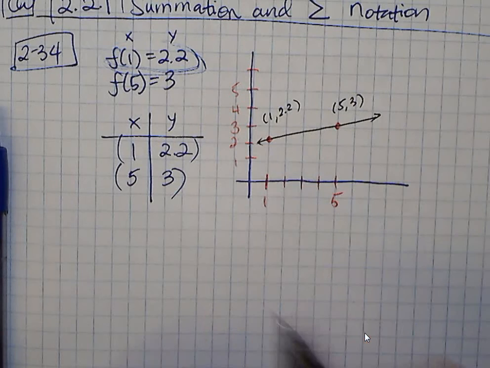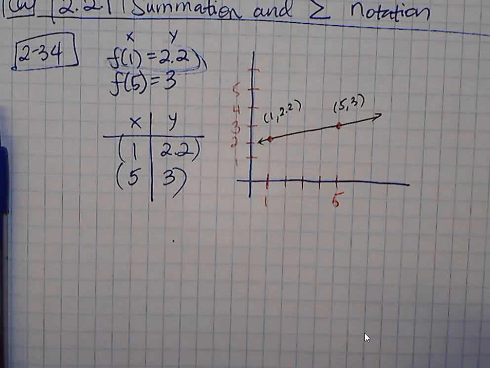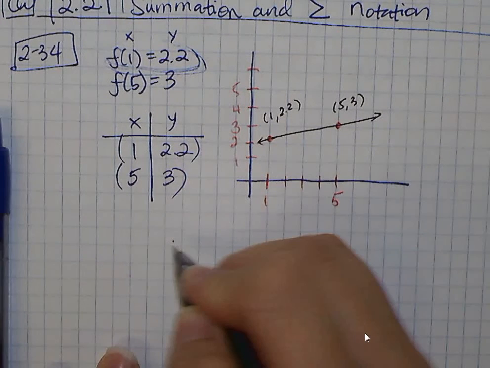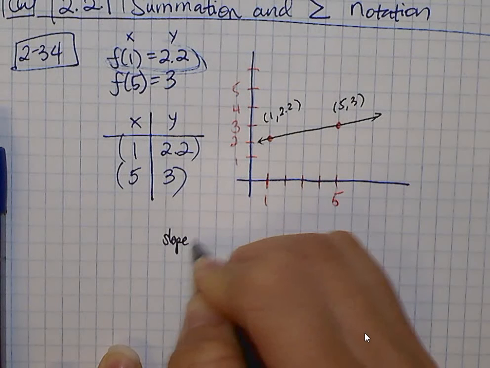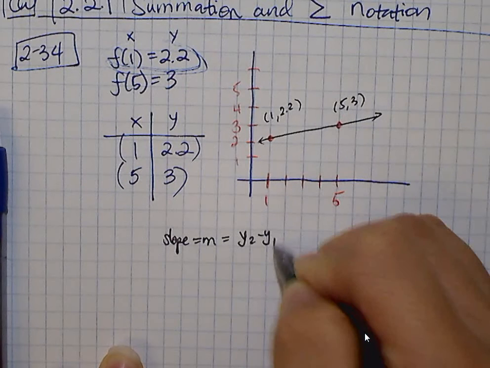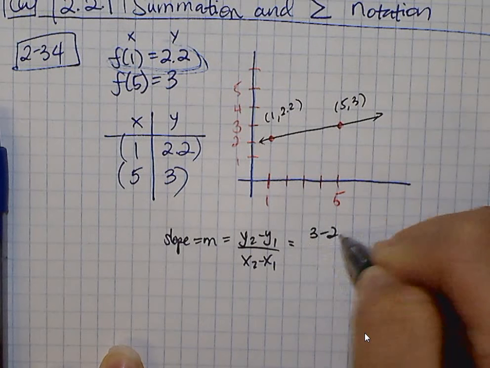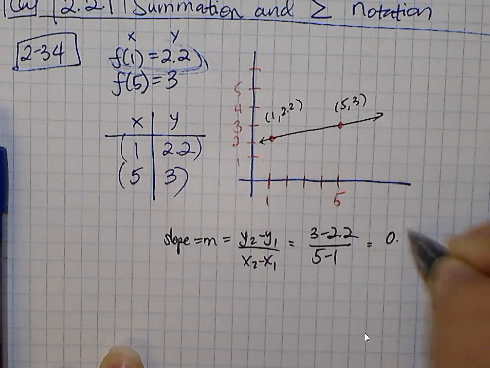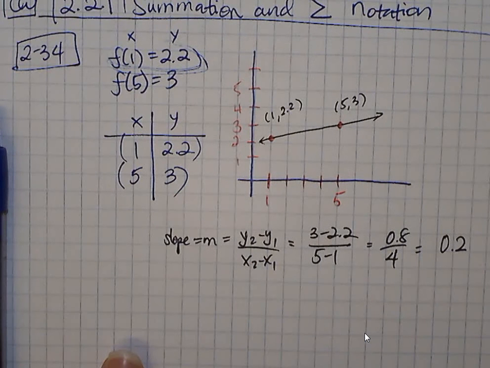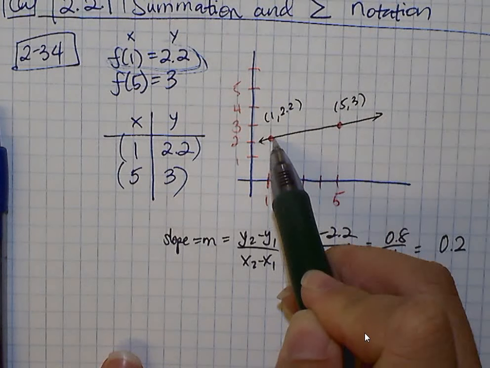So point slope says, first of all, I need a point. Do I have a point? Yes, I have 2. And I need a slope. Do I have a slope? To find the slope, I can do y minus y over x minus x, right? Which is 3 minus 2.2 over 5 minus 1. So that's 0.8 over 4, which is 0.2. So that's my slope. That means every time I go over 1, I'm growing by 0.2, 0.2, 0.2, 0.2, right?